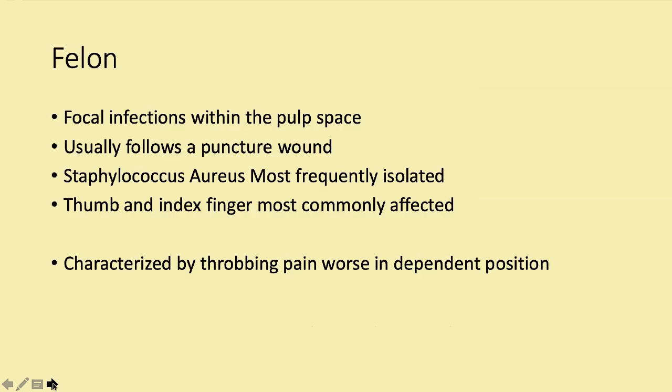The felon, or the pulp space infection, is a focal infection usually involving the pulp space, which is the soft tissue underneath the nail plate of the finger. It is on the palmar surface of the distal phalanx. It usually occurs following a puncture wound. Staphylococcus aureus is the most frequently isolated organism, and the thumbs and index fingers are most commonly affected. Patients usually complain of throbbing pain, which is usually worse in a dependent position. There may be associated redness and swelling of the pulp of the finger.